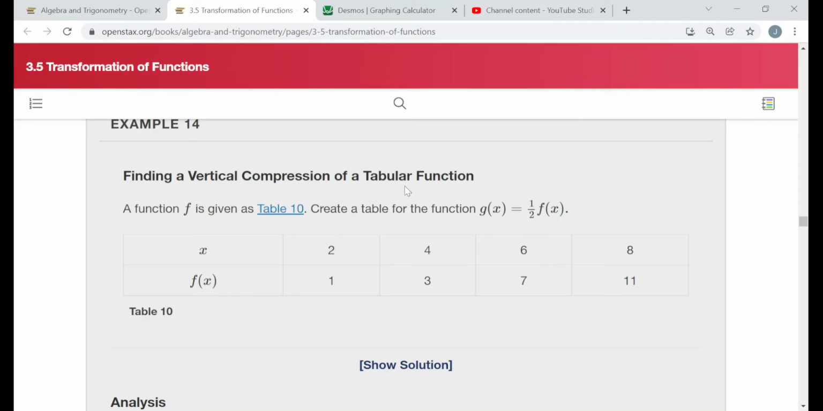And we have a function given to us as a table, right? A table of just 4 ordered pairs. And here a function f is given in this table. And we're asked to create a table for the function g of x equals 1/2 times f of x. So you see f stays the way it is, but then you multiply it by a half, a number less than 1. This is going to cause a vertical compression, as we'll see when I graph this as well.